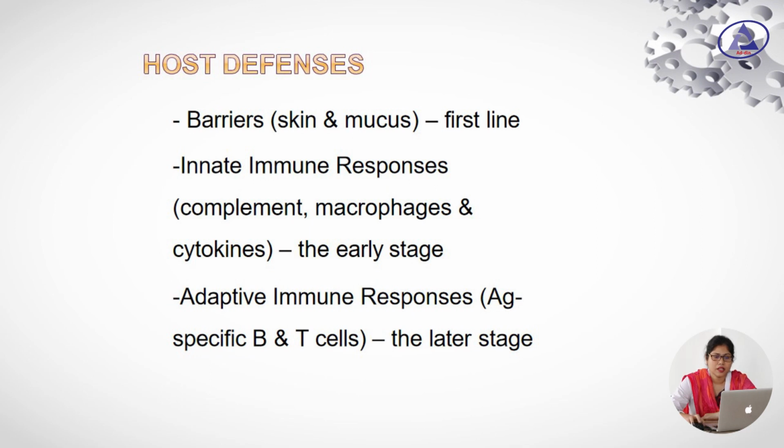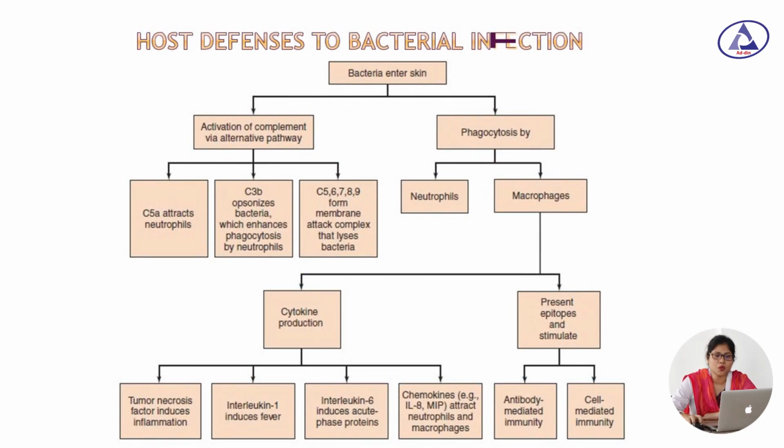Now host defense. Barriers, first line immune system, innate immune response, complement, macrophage and cytokine, then adaptive immune response, specific B cell and T cell. This is the ultimate host defense against bacterial infection, where the complement pathway is activated and produces different types of cytokine and other polypeptides by neutrophil or macrophage, and ultimately causes cell mediated immunity and antibody mediated immunity.